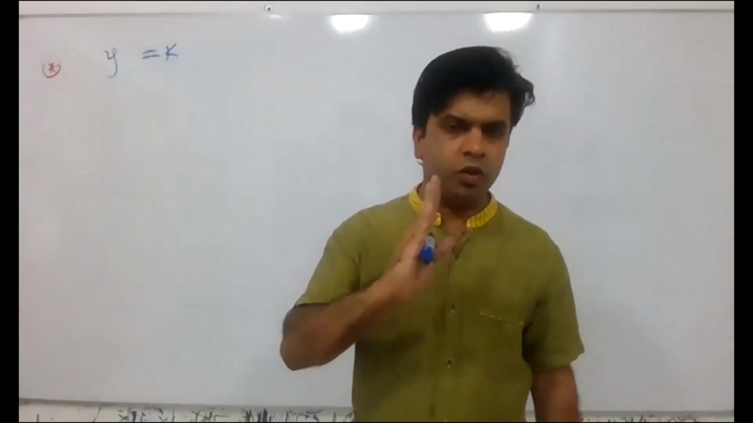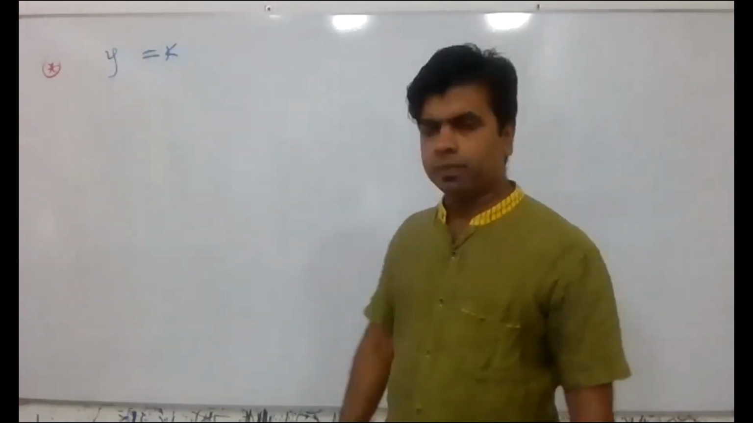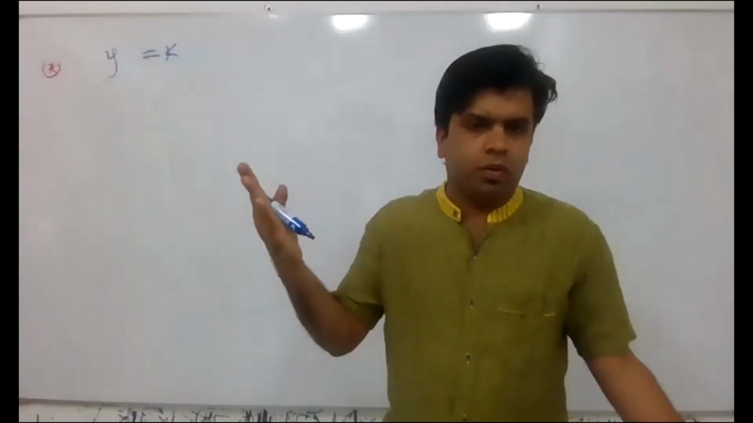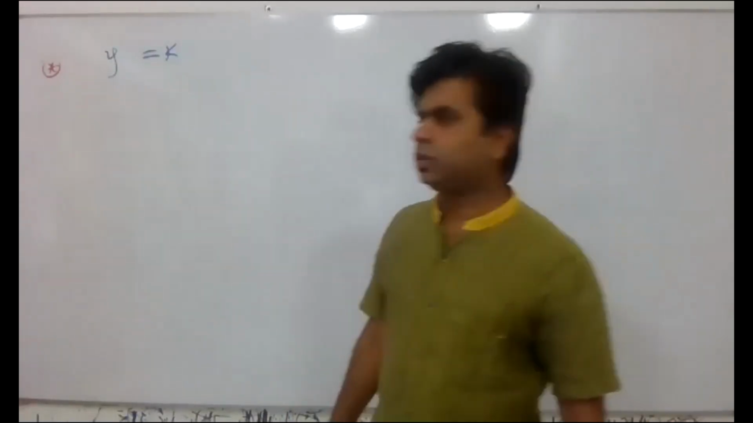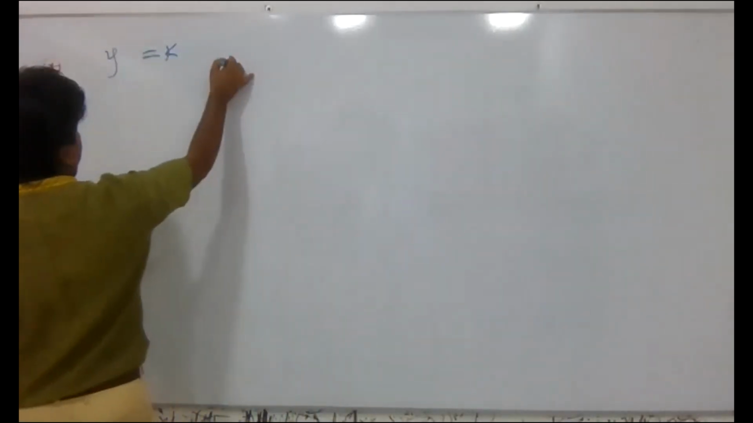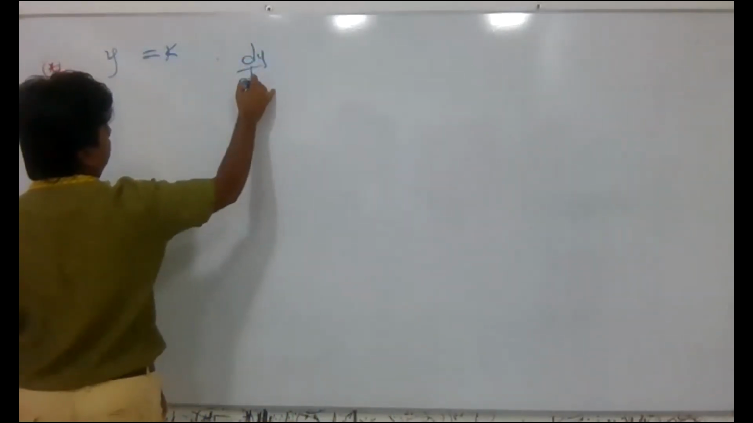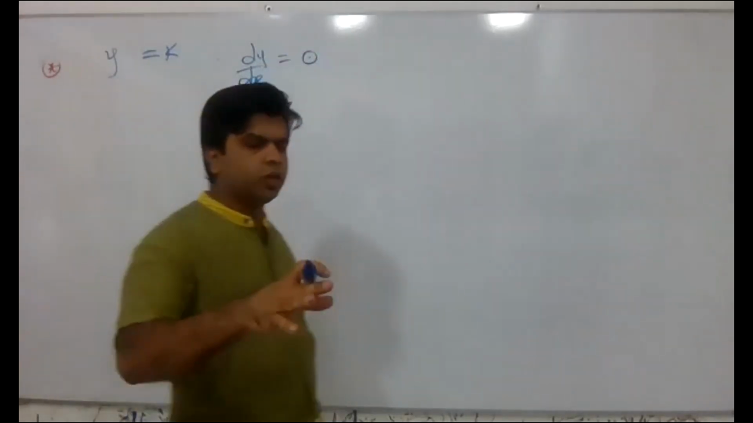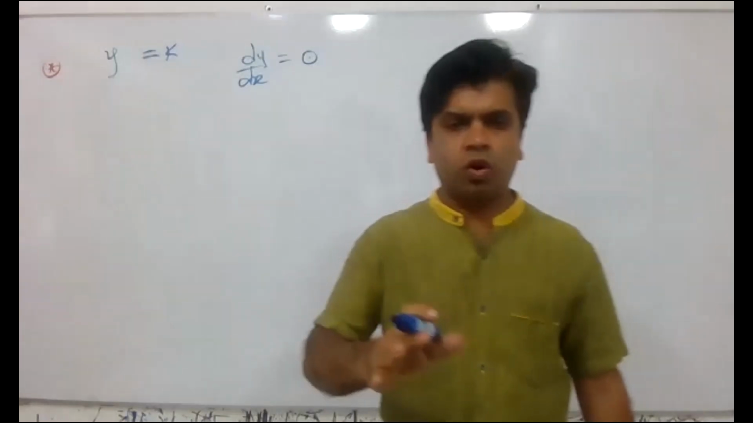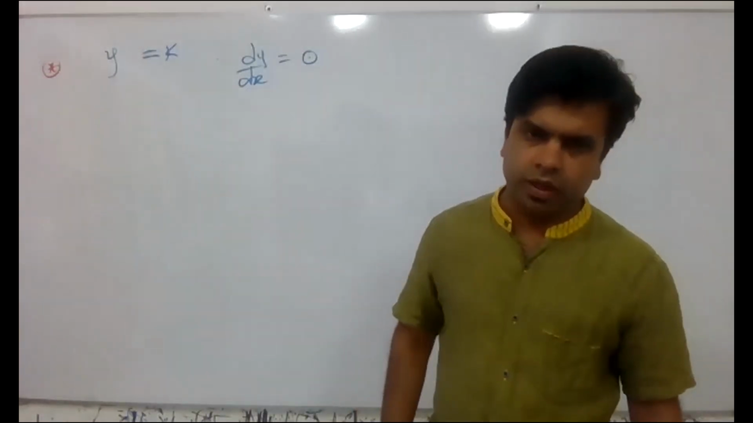Until that, we should be familiar with the questions. Simply, a constant function has 0 gradients. Therefore, here dy by dx equals 0. Clear? If you have a constant, the differentiation of a constant is 0. That's what you have to take.